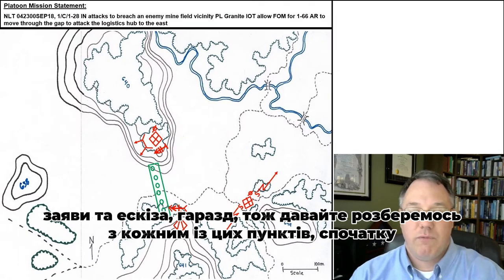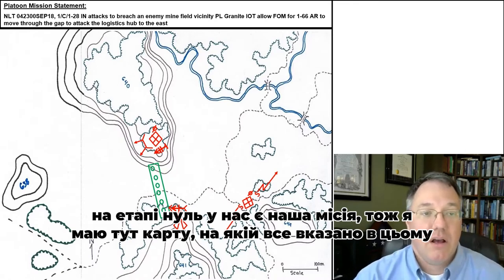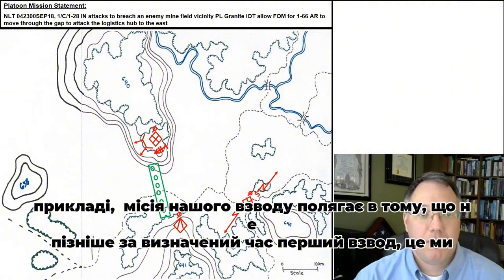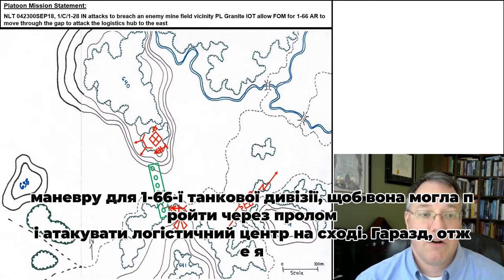All right, first off, kind of step 0, we have our mission. I've got a map here laying things out. In this example, our platoon mission statement is that no later than a given time, First Platoon, that's us, attacks to breach an enemy minefield vicinity Phase Line Granite, in order to allow freedom of maneuver for 166 Armor to move through the gap to attack the logistics hub to the east.